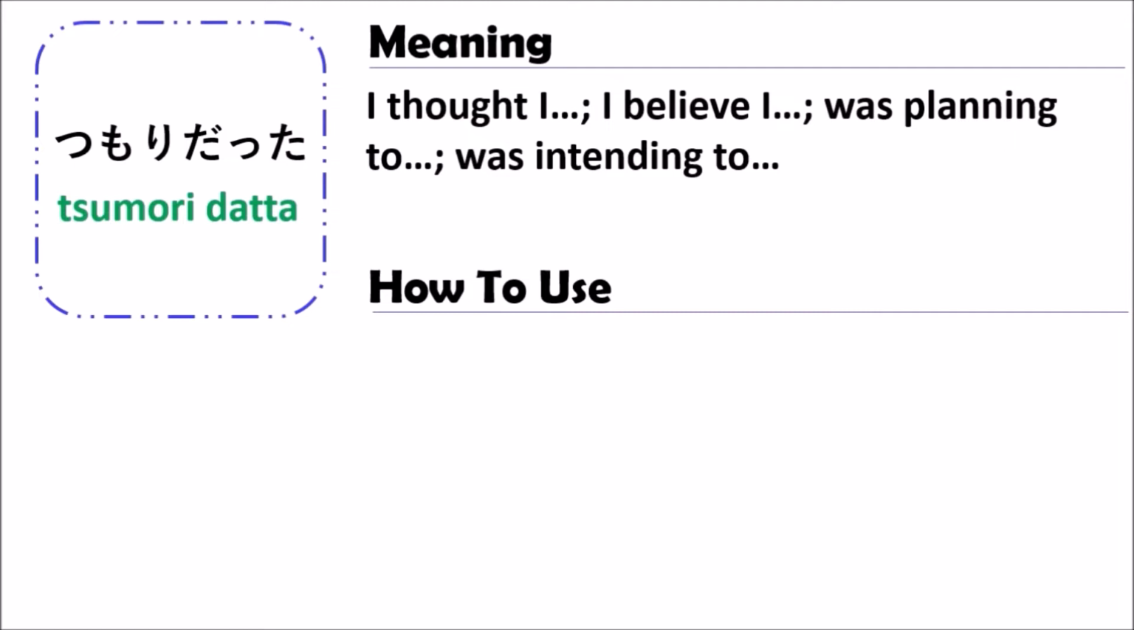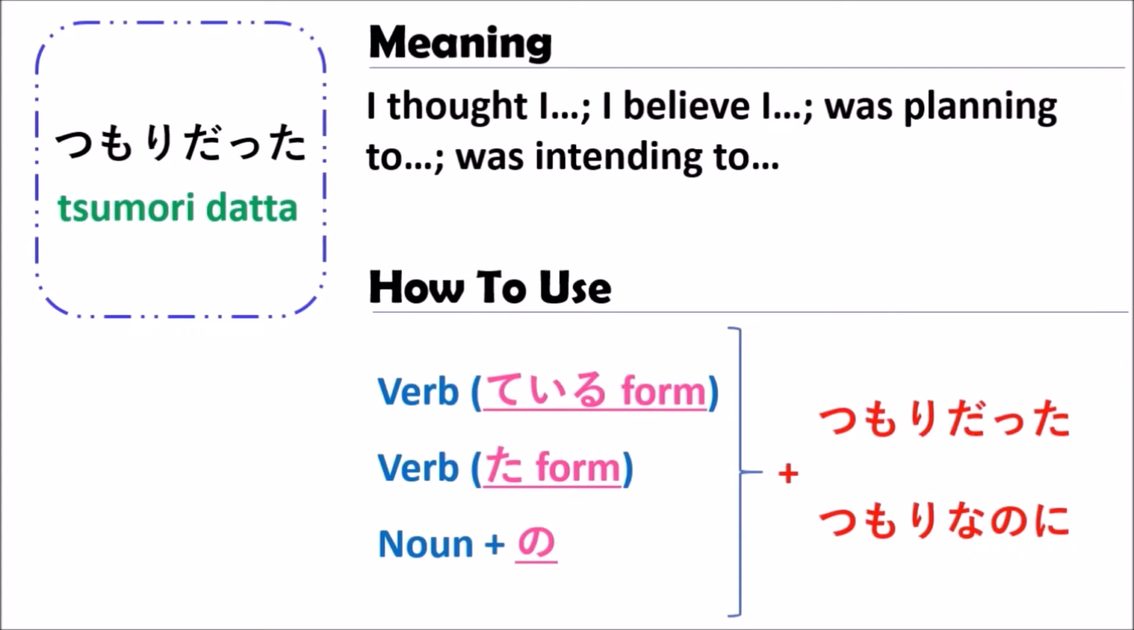So in Japanese, when do you use the grammar of tsumoridatta? You have the structure like this. That means you can use it with the verb and the noun only. When you use the verb, you should use the verb in the te form and the ta form, which means the past tense form. And when you use the noun, you should put no after the noun, and after that you can follow with tsumoridatta.